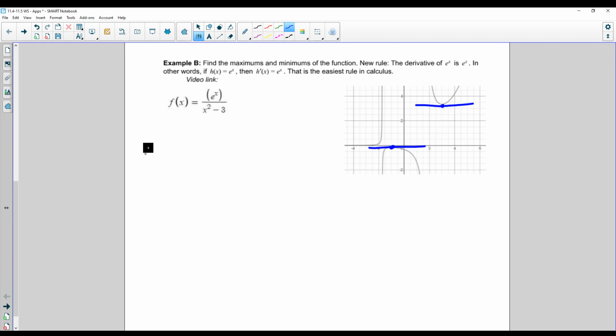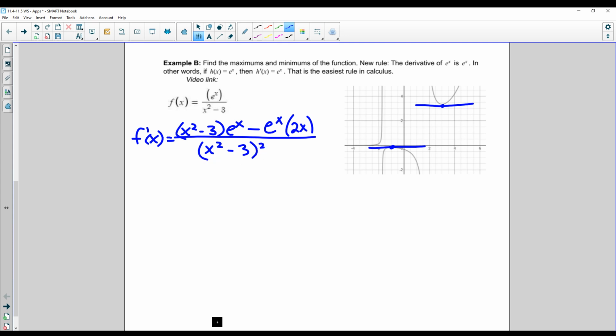So let's go ahead and do it. Let's do the derivative of this thing. I'm going to use the quotient rule: low d high minus high d low, square the bottom, and away we go. Low is just x squared minus 3. D high, the derivative of e to the x, is e to the x. Can't beat that. Minus high d low. So I'm going to take the high, e to the x, times the derivative of the bottom, which is just 2x. And all that is over the bottom squared, so x squared minus 3, the whole thing squared.